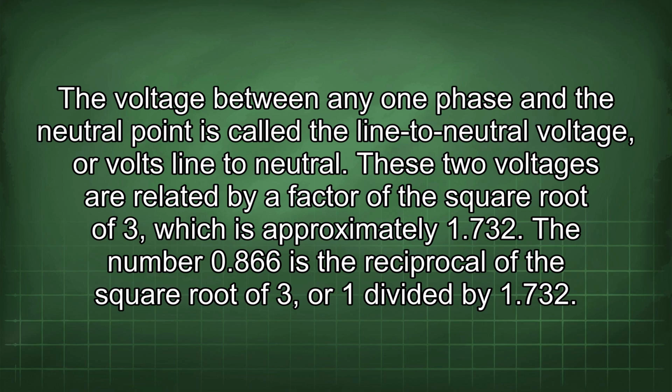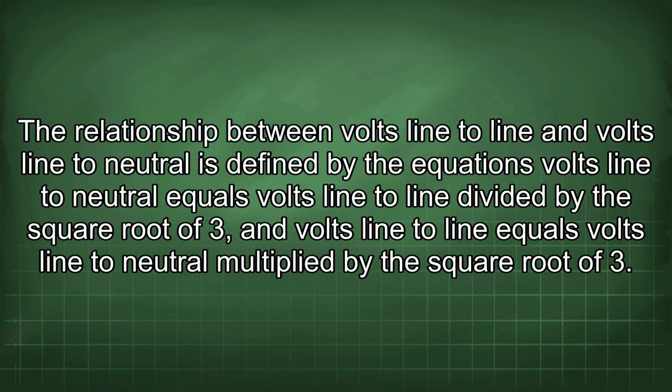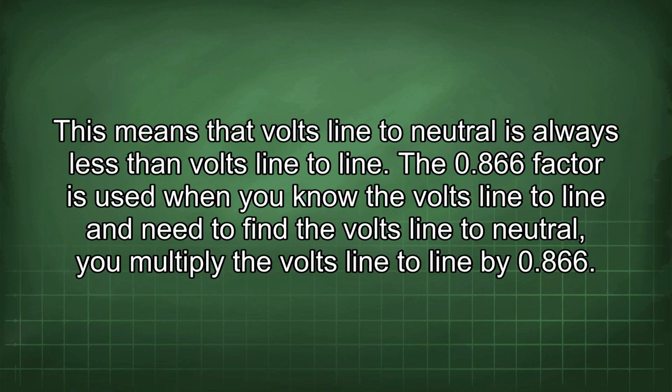The number 0.866 is the reciprocal of the square root of 3, or 1 divided by 1.732. This value is essential for converting between line-to-line and line-to-neutral voltages. The relationship between volts line-to-line and volts line-to-neutral is defined by the equations volts line-to-neutral equals volts line-to-line divided by the square root of 3, and volts line-to-line equals volts line-to-neutral multiplied by the square root of 3. This means that volts line-to-neutral is always less than volts line-to-line.